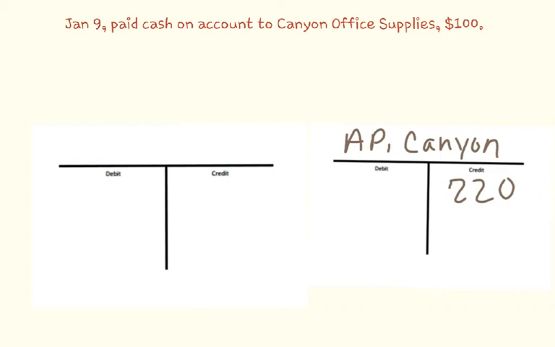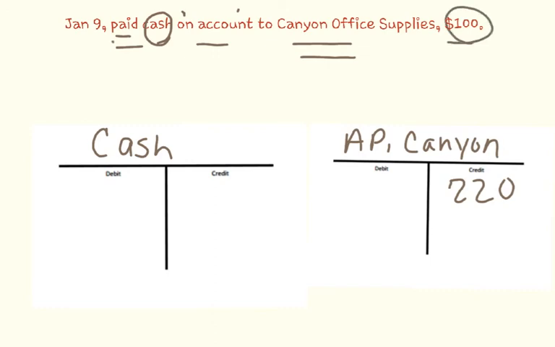Okay, now let's take a look at this one. If we look at this one, this is telling us, again, exactly what to do. Paid, cash. So now we write cash on the top of the T account. To the on account, to Canyon. So the accounts payable Canyon, where we just charged and got credit for $220 worth of office supplies, but now we're paying $100 of that amount. So how would we put this in the T account?